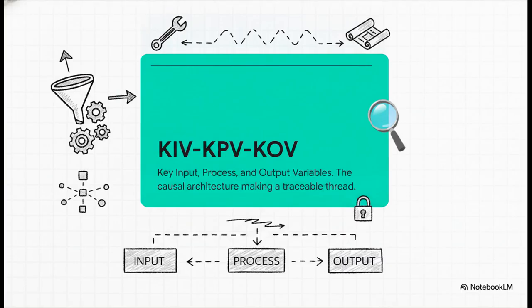So the crucial point here is understanding this specific framework, KIV, KPV, KOV. That stands for Key Input Variables, Key Process Variables, and Key Output Variables. This causal data architecture is what makes the IPE Digital Recipe a genuinely traceable thread, not just some shared folder full of static PDF procedures. It actually establishes causal linkage. If a key input changes, the model shows you exactly which process and output variables are affected downstream. It is literally the process governance equivalent of an engineering change order. It keeps that human-driven thread completely traceable.